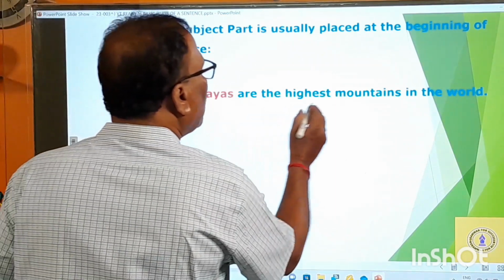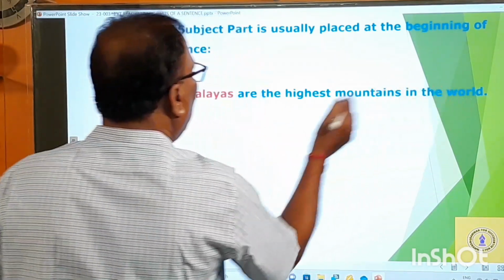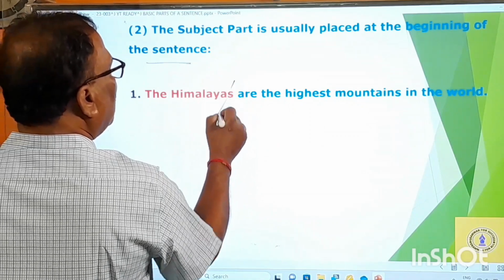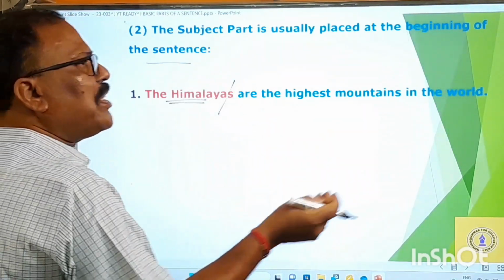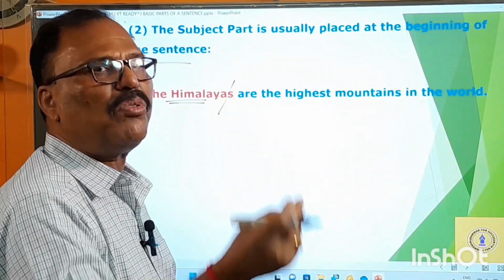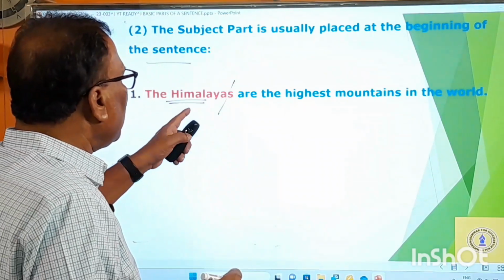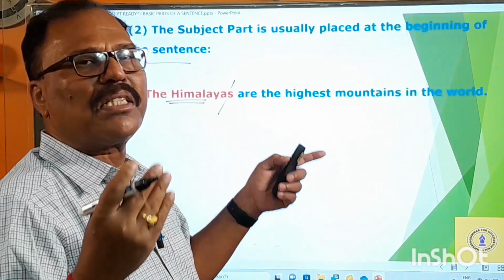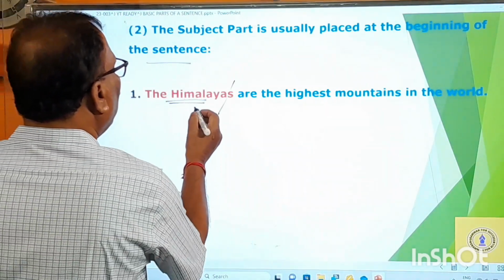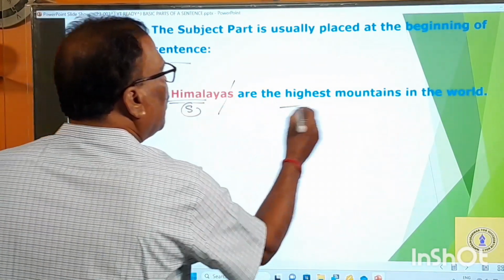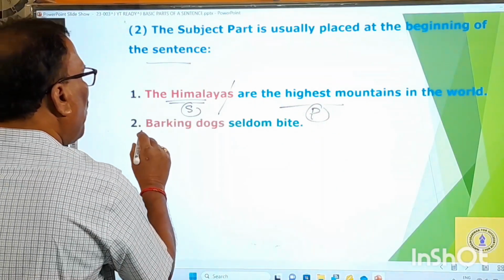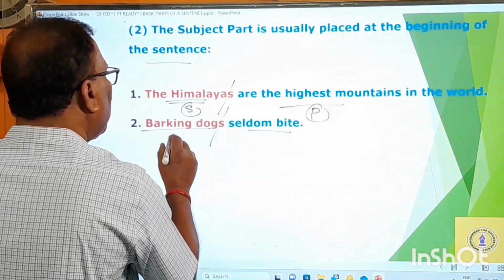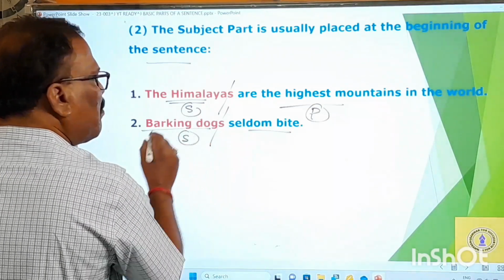The Himalayas are the highest mountains in the world. So what are we talking about in the sentence? We are talking about the Himalayas, and whatever or whoever we talk about in the sentence is called the subject part. Here we are talking about the Himalayas. This is the subject part. The remaining is the predicate part. Okay, and here, barking dogs seldom bite. Here we are talking about barking dogs. This is the subject part.